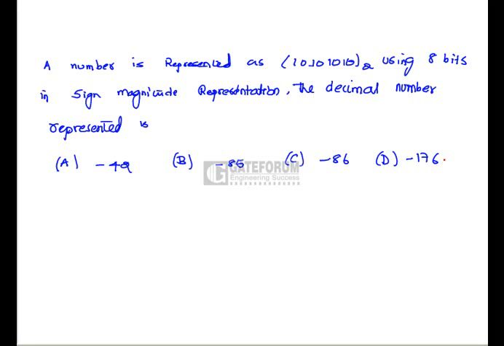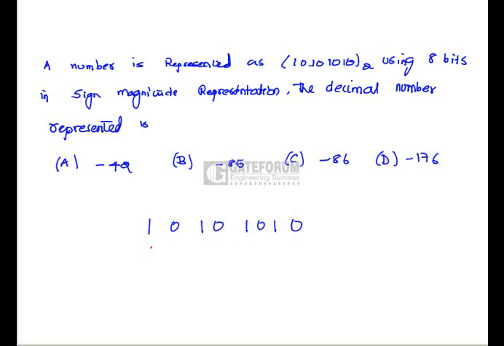It's represented as 10101010 using 8 bits in sign magnitude representation. The decimal number represented is, we know that in sign magnitude representation, if it is an n bit number, the nth bit, that is the MSB, is a sign bit, that is 1 for a negative number, 0 for a positive number. The remaining n minus 1 bits in the n bit representation represent the magnitude. So for a given 8 bit number, the MSB is 1, which means the number we are going to get is a negative number.